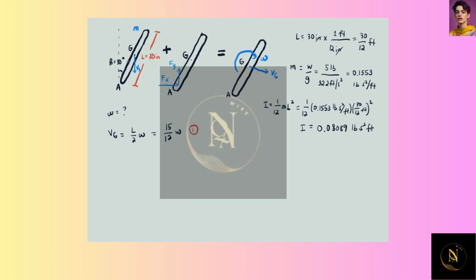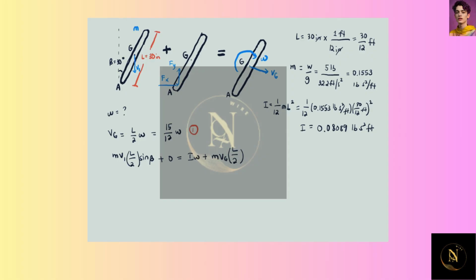So we can write another equation, an equation for the moments about point A, taking the clockwise direction as positive. Our equation would be m v sub 1 times L over 2 times sine beta, the angle, plus 0 equals I omega plus m Vg times L over 2.